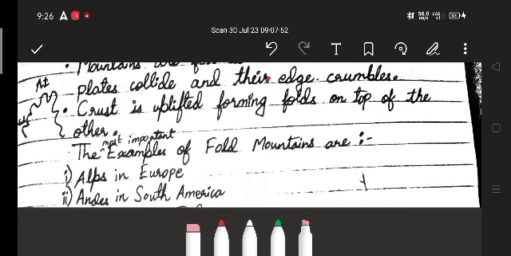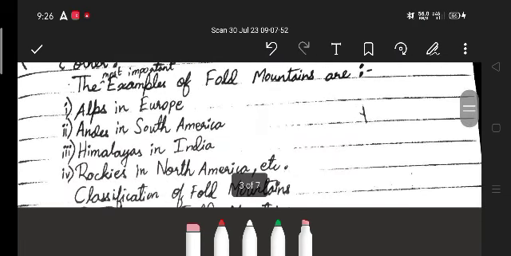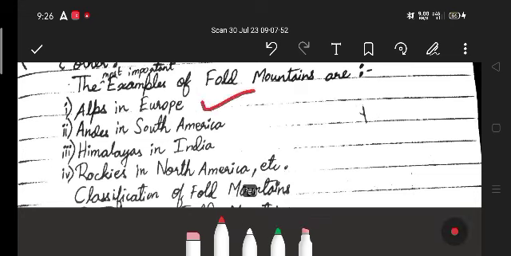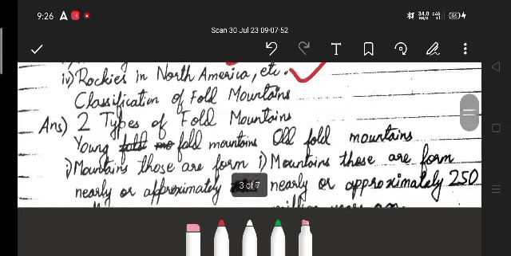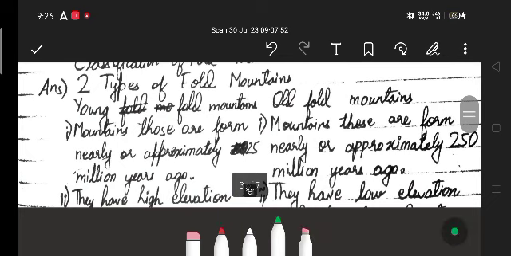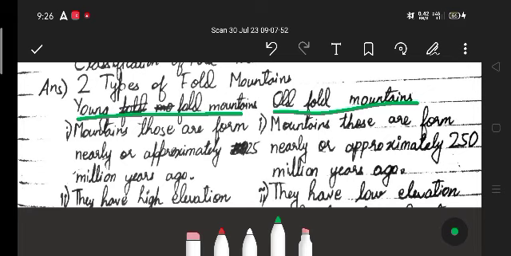Now, the most important examples of fold mountains are the Alps in Europe, the Andes in South America, the Himalayas in India, the Rockies in North America, etc. Now, classification of fold mountains. There are two types: young fold mountains and old fold mountains. Mountains formed approximately 25 million years ago are young fold mountains. Mountains formed approximately 250 million years ago are old fold mountains.